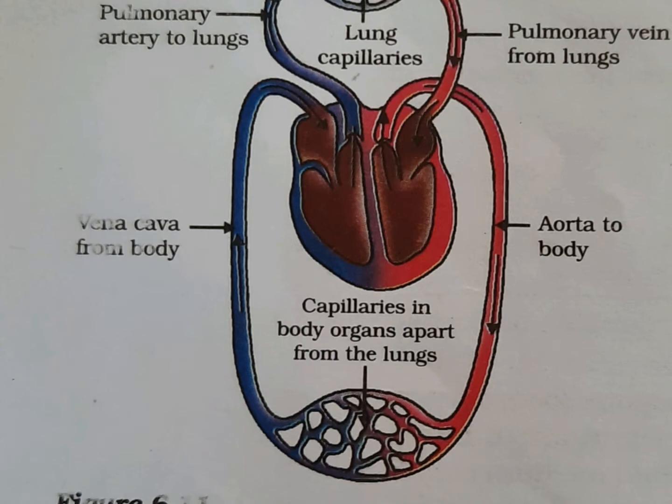From the vena cava, impure blood is collected into the heart and then enters the lungs for purification. After purification, it again enters the heart, and the pure blood collected in the heart is then pumped into the body.